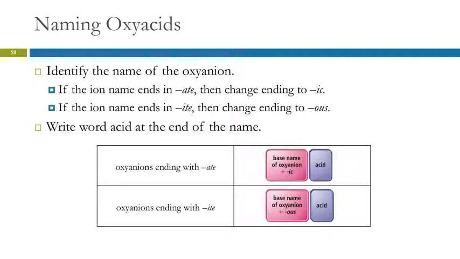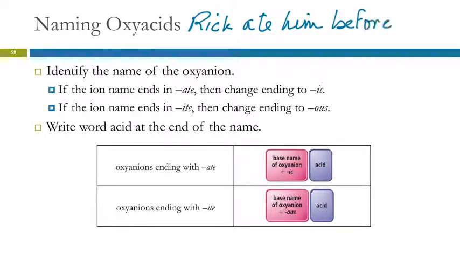So how are you supposed to remember that? Rick ate him before he could bite us. Here's ic and ate. Those go together. Ite and us go together. Another one students like is: the white mouse ate icky cheese. So ite and us, ic and ate. Okay? And then we follow up with the word acid.